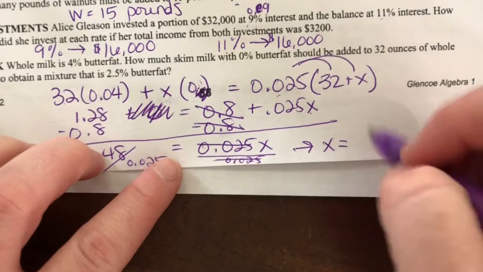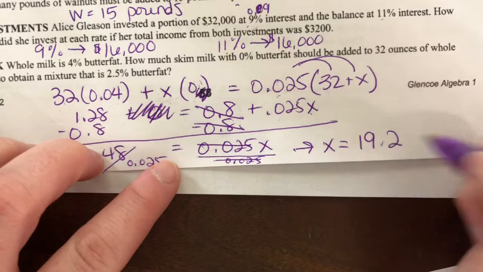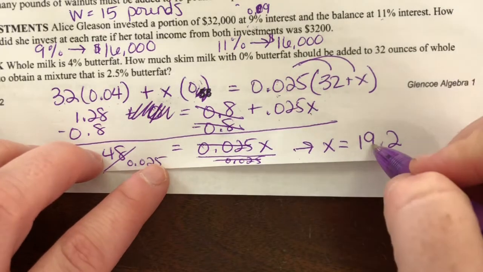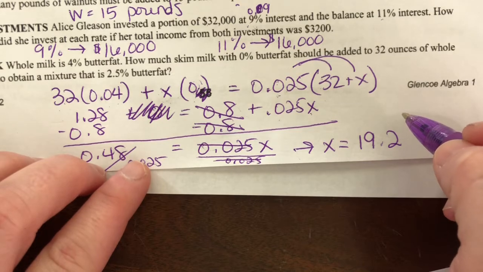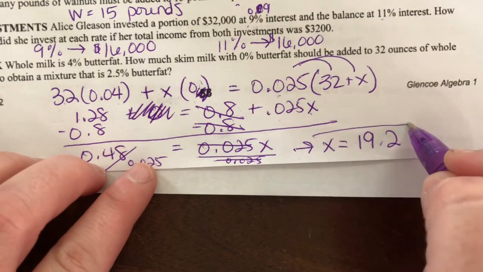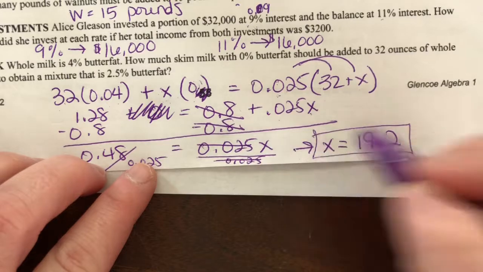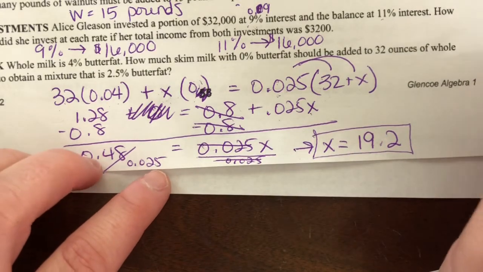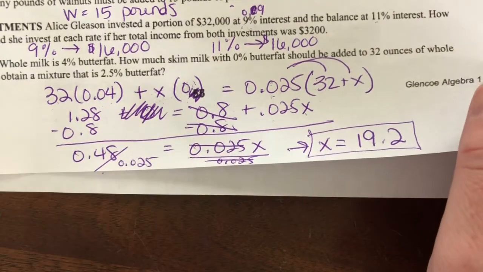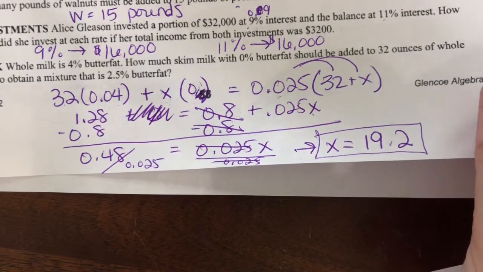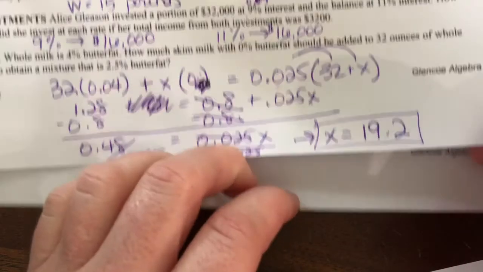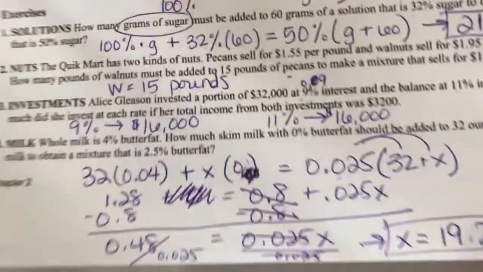19.2. So how many ounces of skim milk did I need to mix with 32 ounces of whole milk to get a 2.5% mixture? 19.2 ounces. Even though it seems super complicated when you try and wrap your mind around it logically, we've pretty much been setting everything up the same. So if you can see the consistencies in how we set it up, that should help.